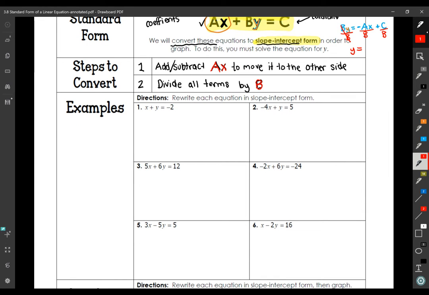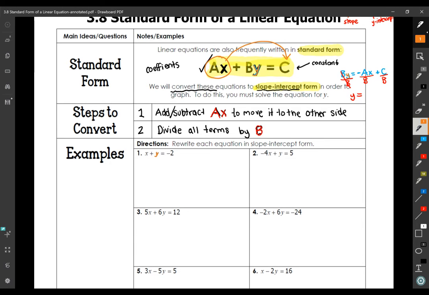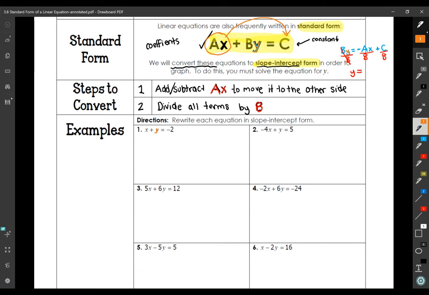So the first thing we want to do is rewrite each equation in slope-intercept form. So remember, we want to isolate for y. Okay, well, in this case, our coefficients a and b are simply 1, and our constant is -2. So if you're confused looking at this equation, a is 1, b is also 1, and c is -2. So that's how it fits in standard form.